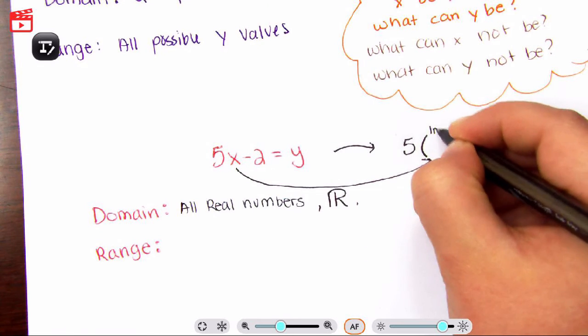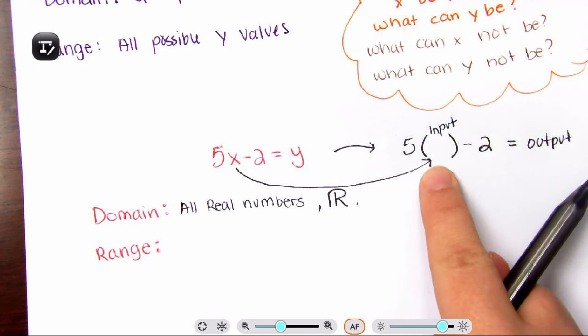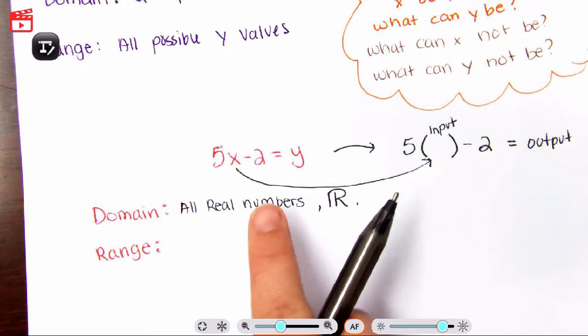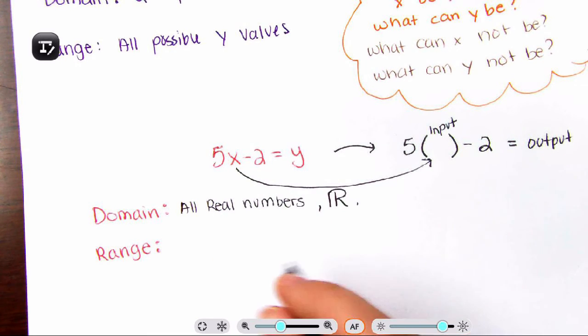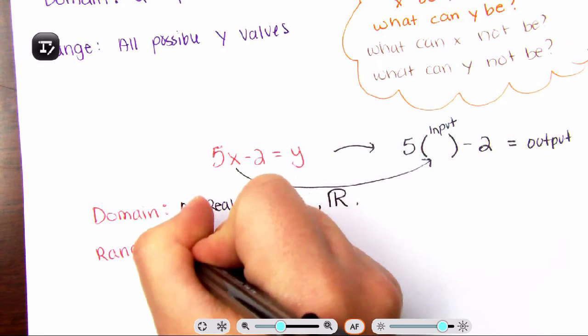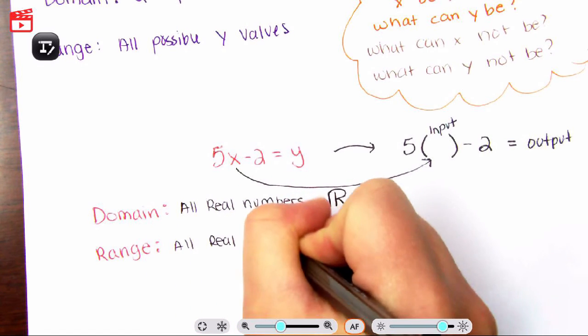Now, if I put anything here, what is my output? Here's my input. So if I put 3, my output will be a number. If I put 7, my output will be a number. If I put a negative, my output will be a negative number. If I put 0, my output is negative 2. So what is my output? If your domain is all real numbers, nothing is stopping my output from being anything that I need it to be. So the range in this example is all real numbers.